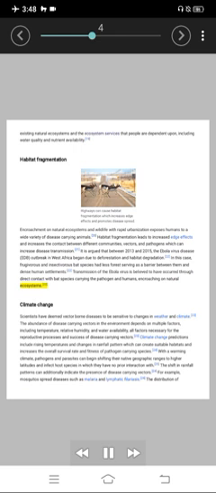Climate change. Scientists have deemed vector-borne diseases to be sensitive to changes in weather and climate. The abundance of disease-carrying vectors in the environment depends on multiple factors, including temperature, relative humidity, and water availability, all factors necessary for the reproductive processes and success of disease-carrying vectors.